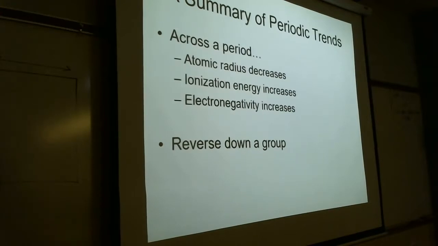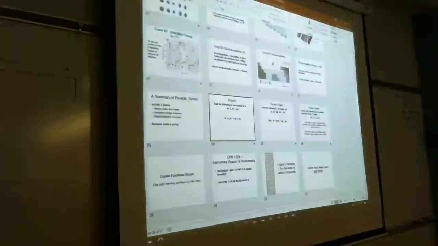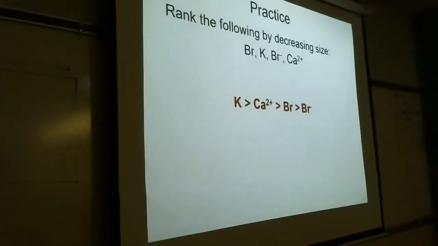All right, so I know that's a big jump to go from periodic trends to organic, but that's okay. Let's do one more just for good measure. Rank these in decreasing size. So on your paper, take a second and rank these in decreasing size. I'll pause it for a second. All right, so we are decreasing size, which means the biggest one goes first, right? Do we agree?